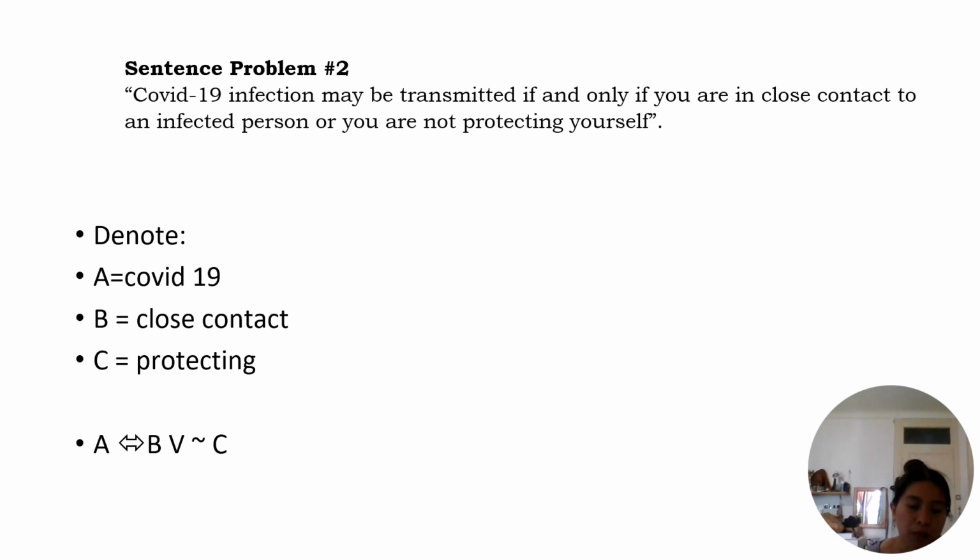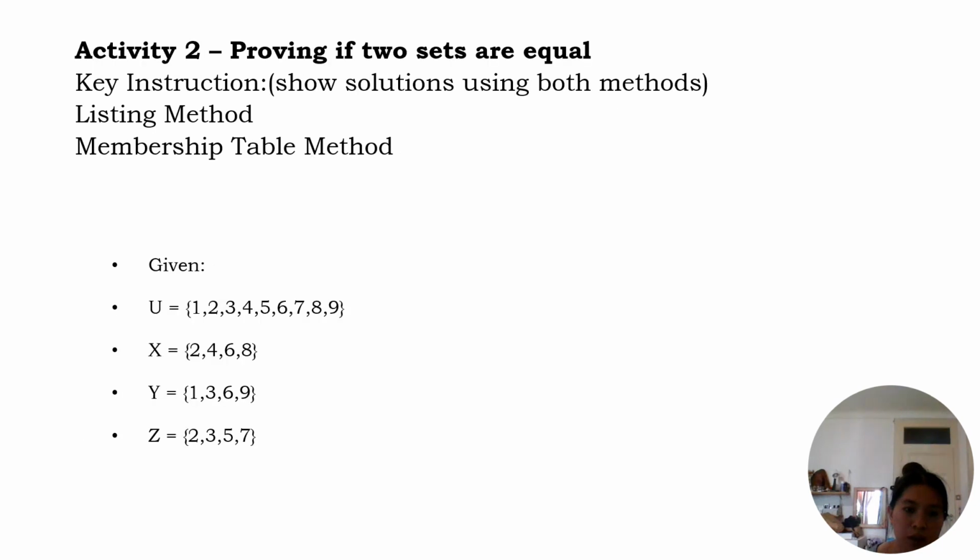So we will write the statement like this. A is true if and only if, and you will use this sign, B is true or not C is true. Okay, and let's go to activity number 2, proving if two sets are equal using the listing method and the membership table.